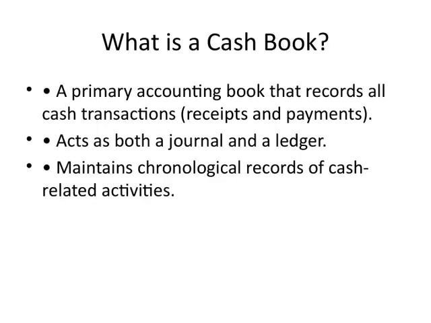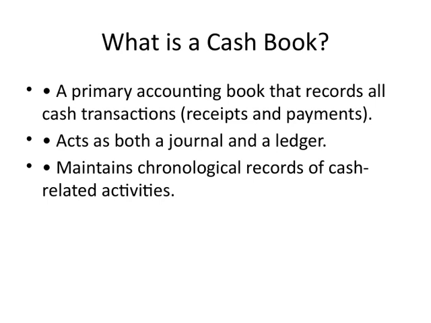Now let's take a closer look at what a cash book actually is. Essentially, it's a primary accounting book that records all cash transactions, so anytime cash comes in or goes out, it gets documented here. This includes receipts from sales or other income, as well as payments made for expenses or purchases. What's really important to understand is that the cash book acts as both a journal and a ledger. That means it captures the initial entries of every cash transaction and also helps organize those transactions in a way that makes it easy to track cash flow over time.